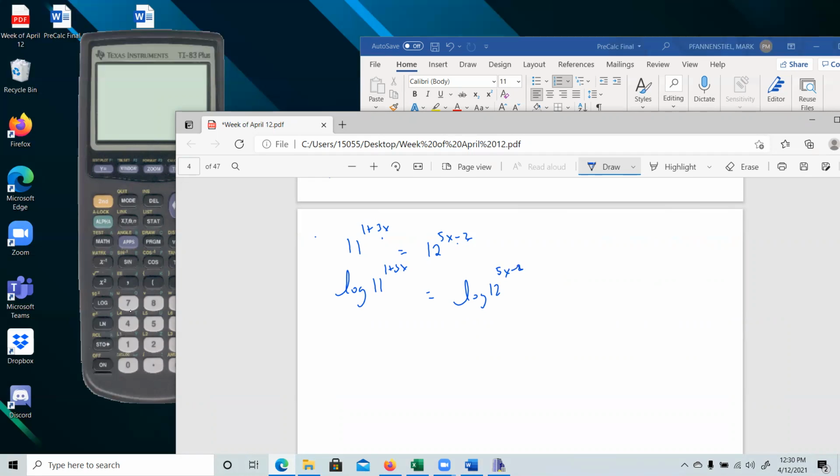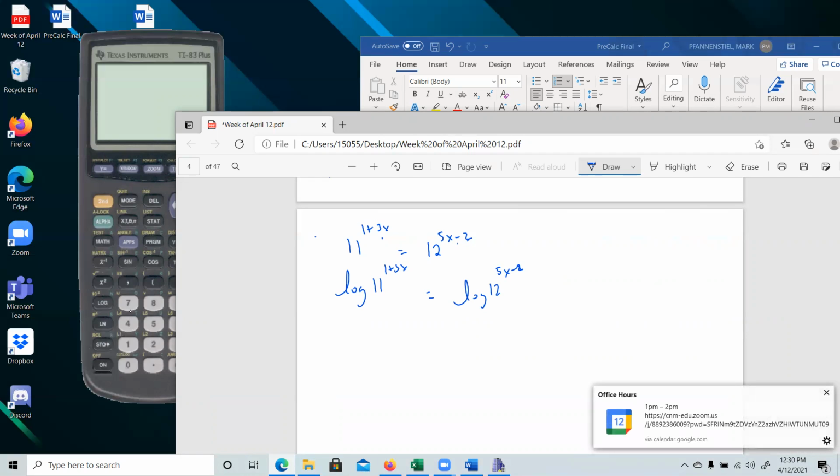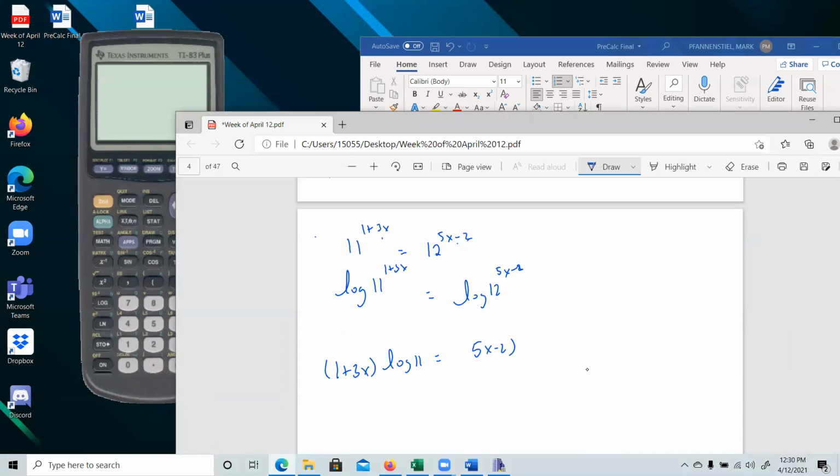This one comes down in front, this one comes down in front. Very good. (1 plus 3x) log 11 is equal to (5x minus 2) log 12.